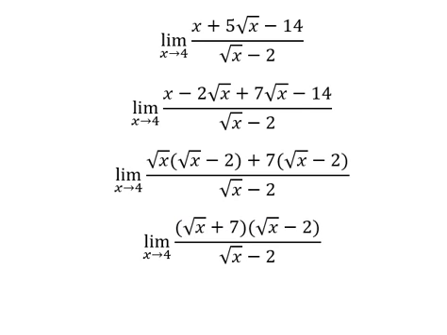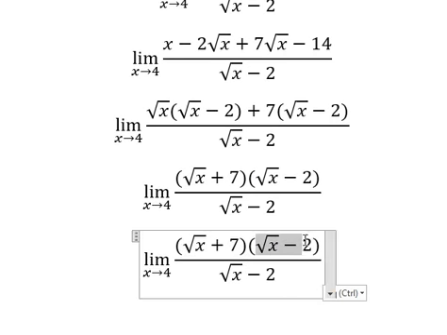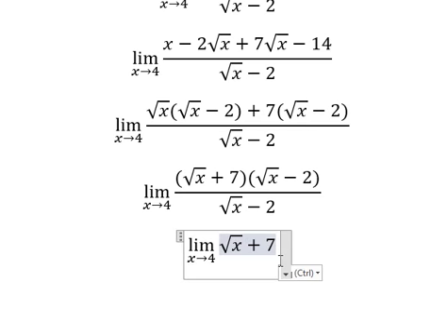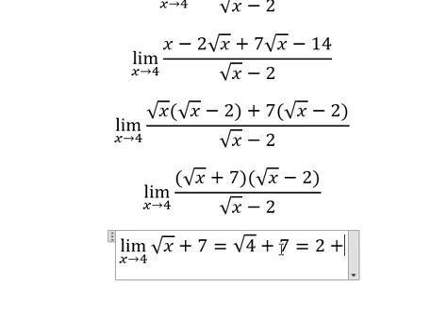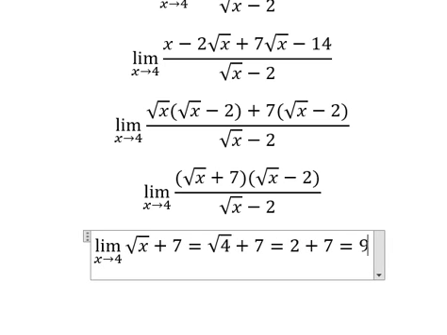Next, we simplify this one on numerator and denominator. And now we just put number 4 in here. And we have number 2 plus 7. And we have number 9.